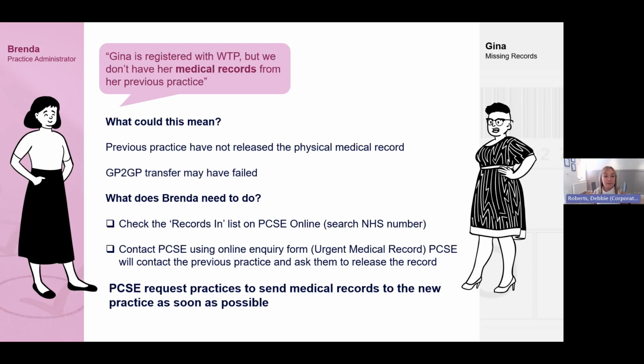If Brenda logs into PCSE online, she can check the records in list and search for the NHS number, and that will give her a status update. She can contact PCSE using the online inquiry form, selecting the urgent medical record tile. PCSE will then contact the previous practice and ask them to release the record. PCSE do just request, if you ever get any urgent medical record requests, that you send those records off to the practice that are waiting for them as soon as possible. There isn't anything that PCSE can do other than ask the practice to move that record across.